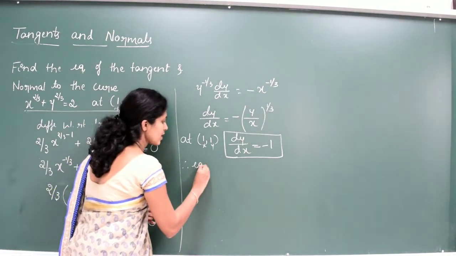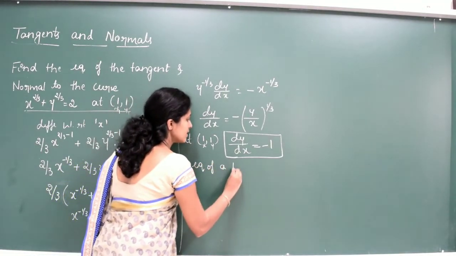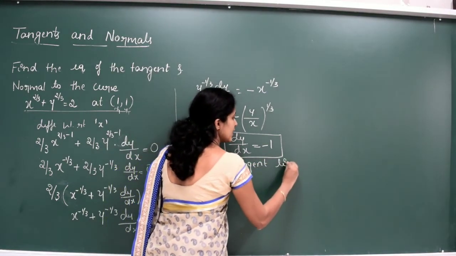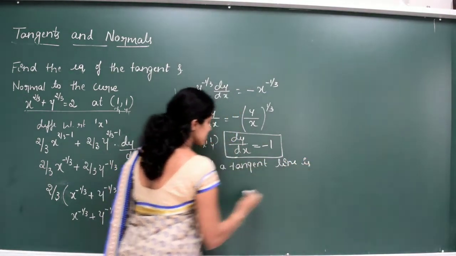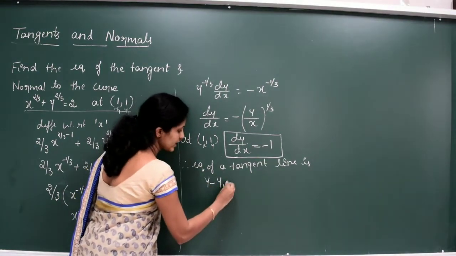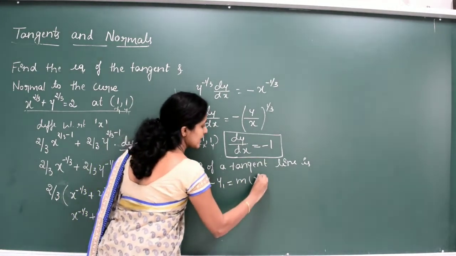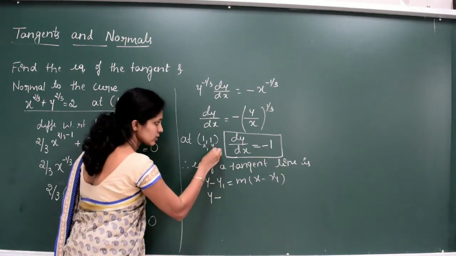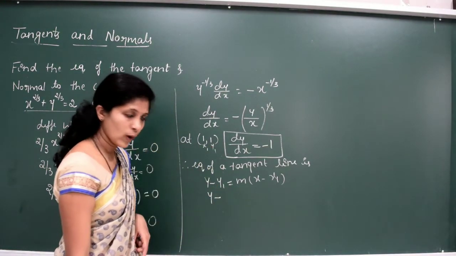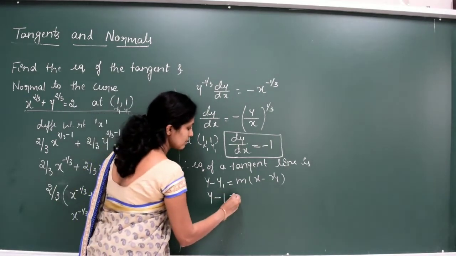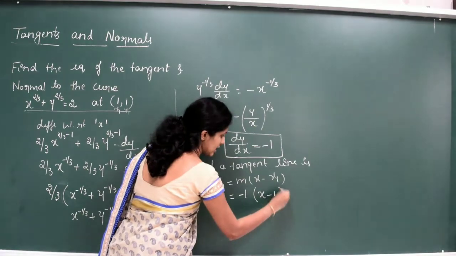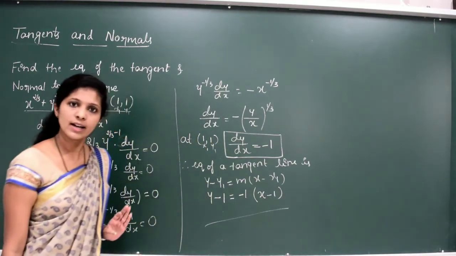Therefore, the equation of a tangent line is, what is the equation of a tangent line? y minus y1 is equal to m into x minus x1. So y minus, here the points now we have to consider as x1 and y1. So the point will be 1, m is minus 1, into x minus 1. Now simplify this and we will get the equation.